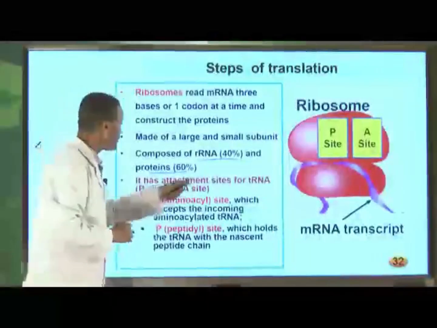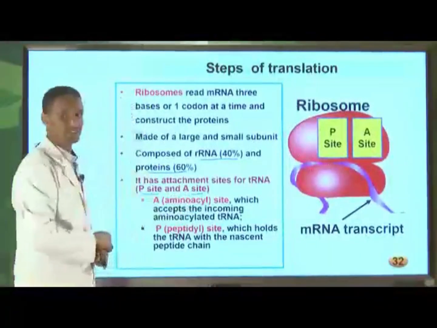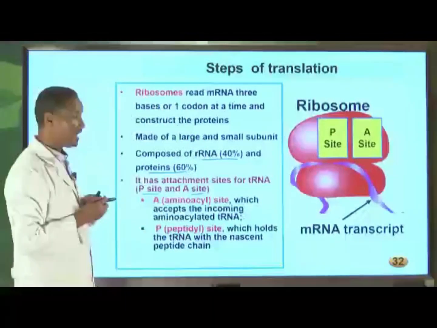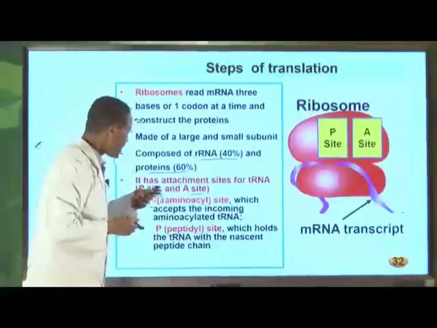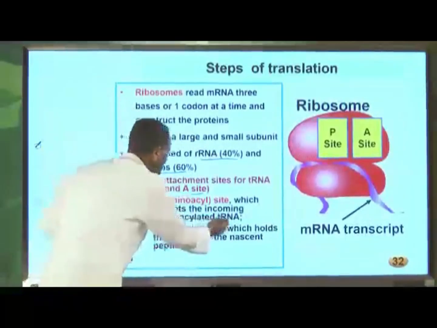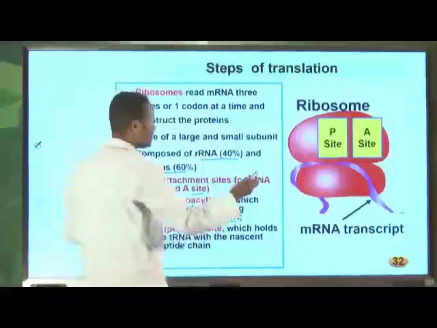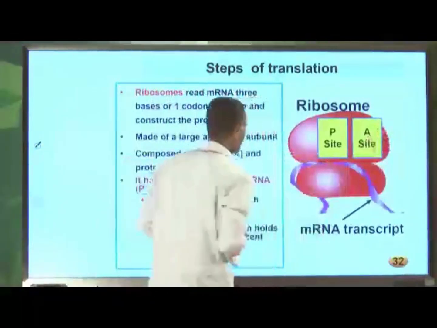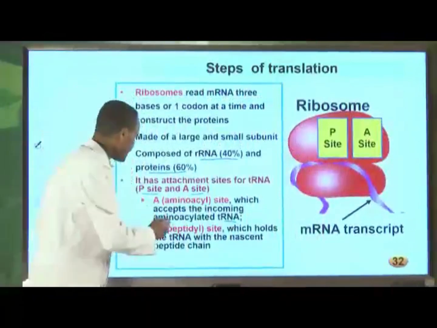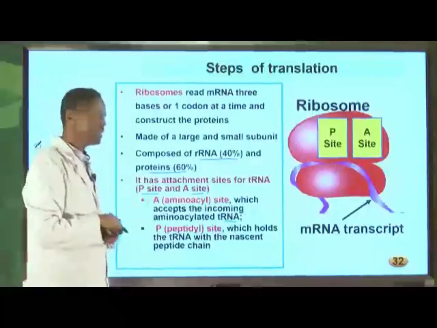Here it has the attachment sites for transfer RNA, which are the P site and the A site. A means aminoacyl site, which accepts the incoming aminoacylated transfer RNA. The P site holds the transfer RNA with the nascent peptide chain.